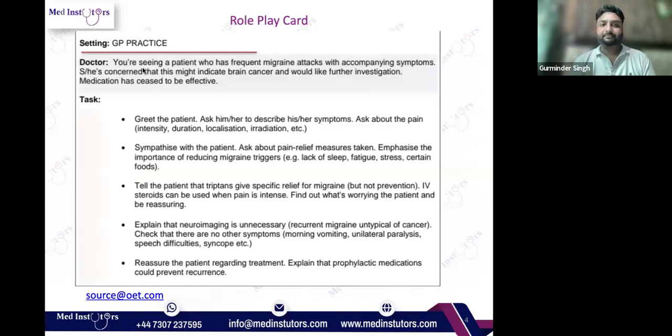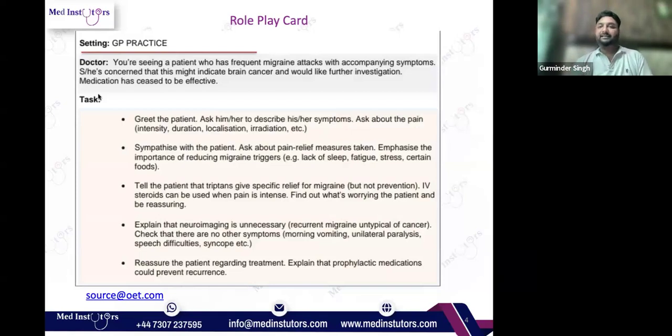Now, next, you can find the task, and then you can find some bullet pointers. Now, this is the third part and the most important part of this role play card. Here you can find your role and the bullet points that you need to complete in the conversation.